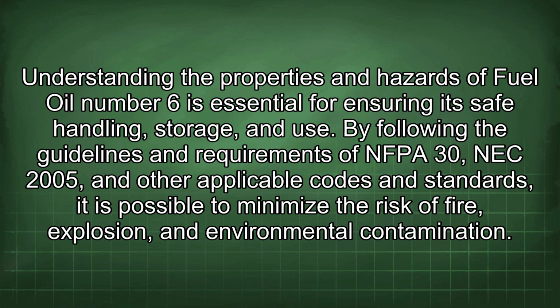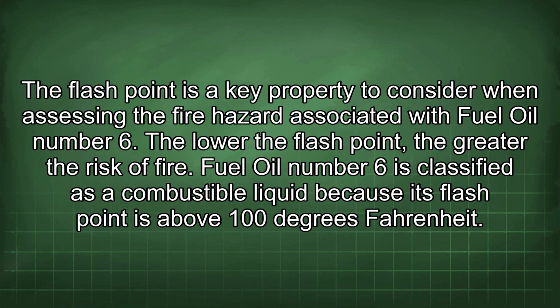Understanding the properties and hazards of fuel oil number 6 is essential for ensuring its safe handling, storage, and use. By following the guidelines and requirements of NFPA 30, NEC 2005, and other applicable codes and standards, it is possible to minimize the risk of fire, explosion, and environmental contamination. The flash point is a key property to consider when assessing the fire hazard associated with fuel oil number 6. The lower the flash point, the greater the risk of fire. Fuel oil number 6 is classified as a combustible liquid because its flash point is above 100 degrees Fahrenheit.